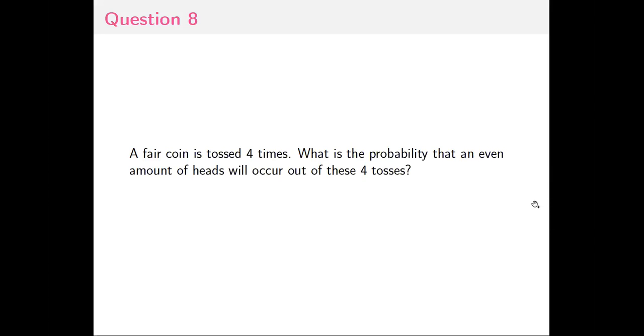So, okay, next question. A fair coin is tossed 4 times. What is the probability that an even amount of heads will occur out of these 4 tosses? Richard, what is your answer? That is incorrect. Flora, what is your answer? That is also incorrect. The correct answer is 1/2.